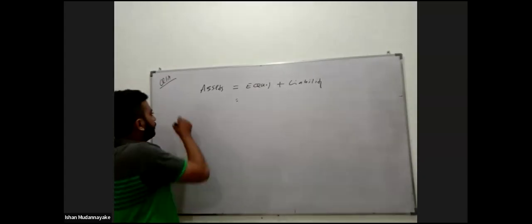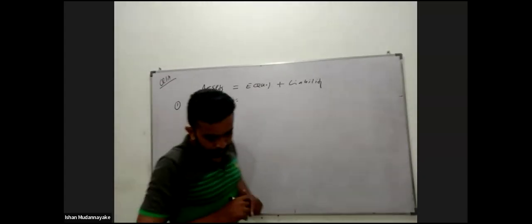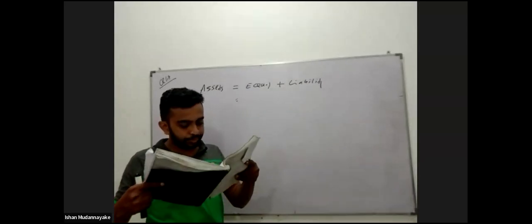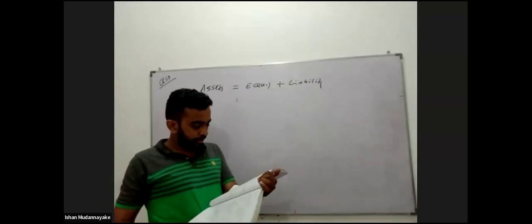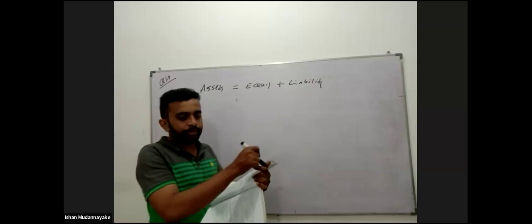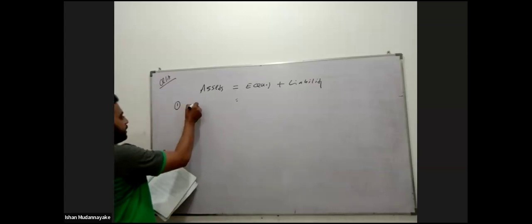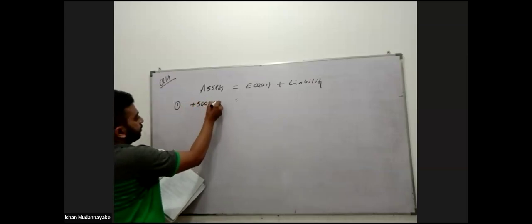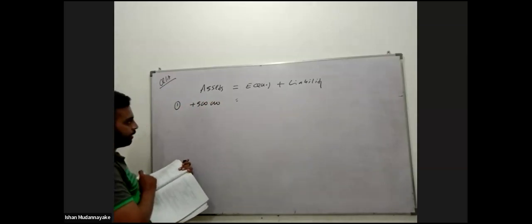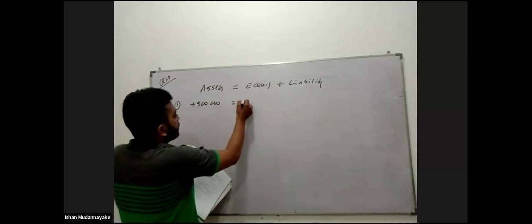Right. First transaction. Additional capital introduced by the owner, 500,000. If the owner introduces additional capital, what will happen? Cash of the business increased by 500,000. Equity of the business increased by 500,000.